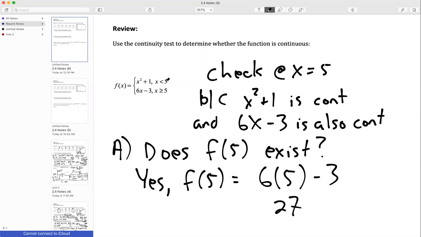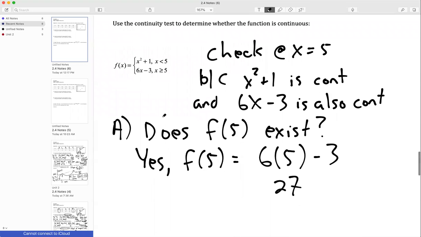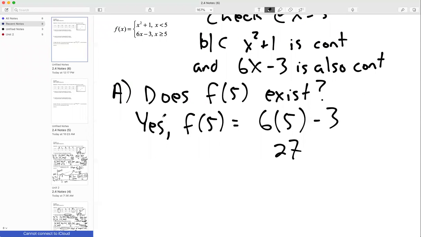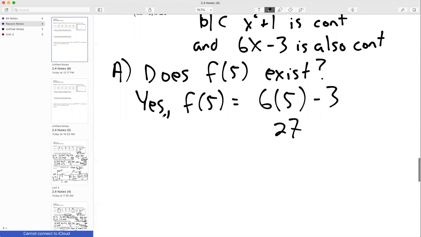In other words, the top equation is all values of x less than 5. And so it's equal to 5 on the bottom equation, the linear equation, 6x minus 3. So f of 5 does exist. It's equal to 27. The next step in the continuity test is to check whether the limit exists.